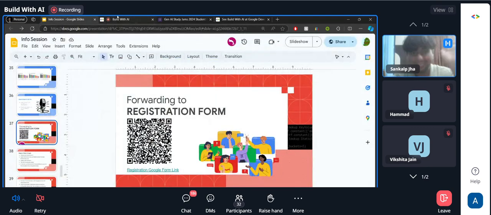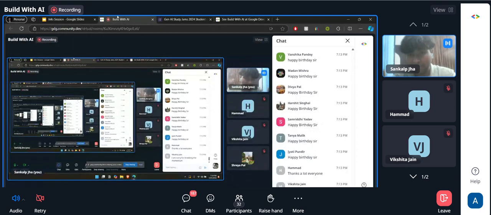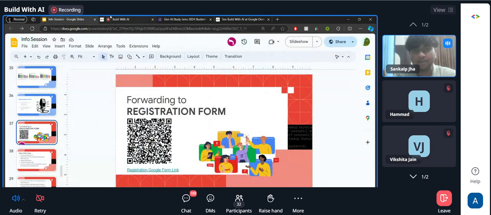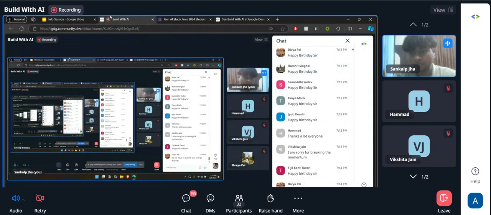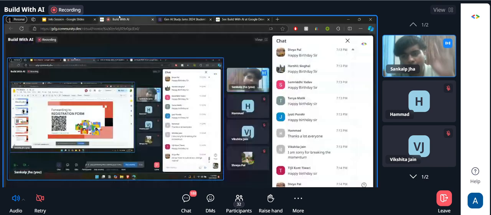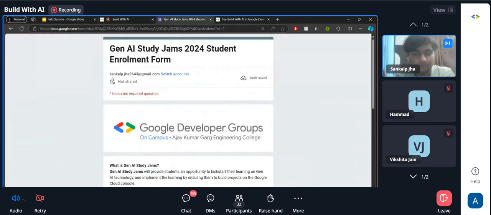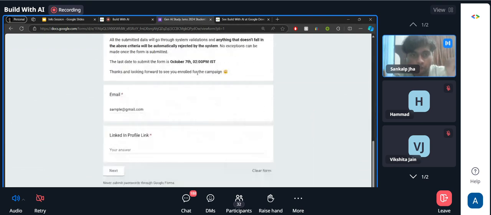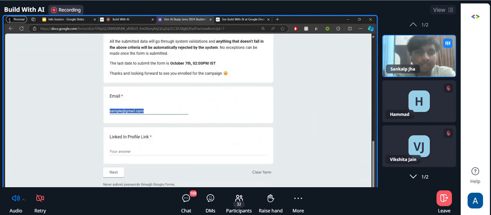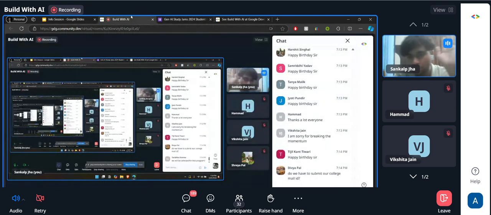So this is the registration form. If you like Gen AI, do scan this and then I will move ahead. We don't have to submit with the college mail ID. Wait, let me say, are you talking about this part? This can be any mail ID. We are not talking about that; we're talking about the email ID which you're going to fill over here. That should be a brand new Google ID.